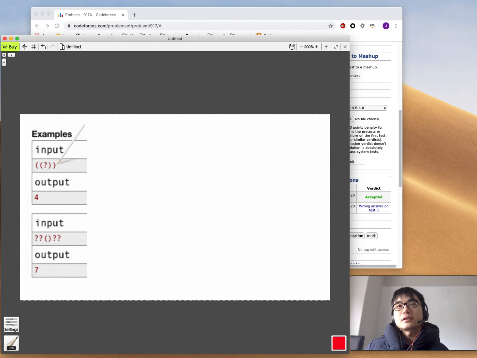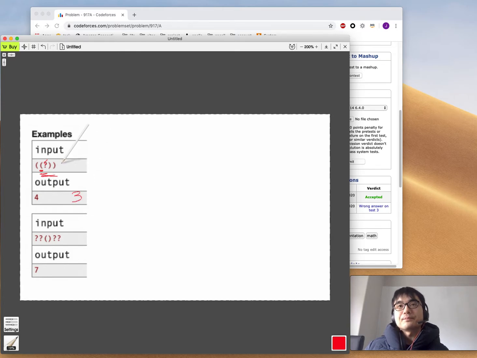So let's move on. What about the substrings that start from the second character? So this is the first substring, not valid. The second substring, we can replace the question mark with right parenthesis, so it's valid. The third one, not valid. The fourth one, yes, it's valid. We can replace the question mark with the left parenthesis, right? So we find three valid substrings now.